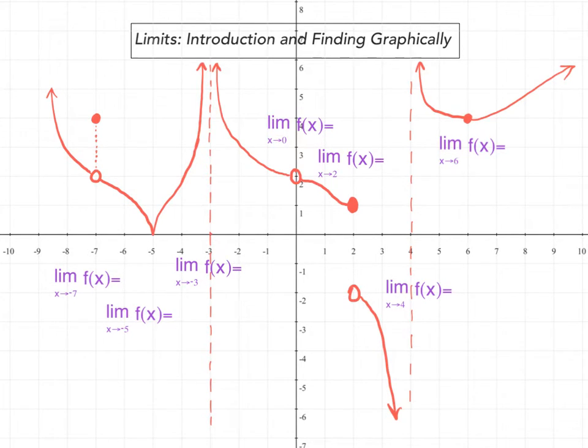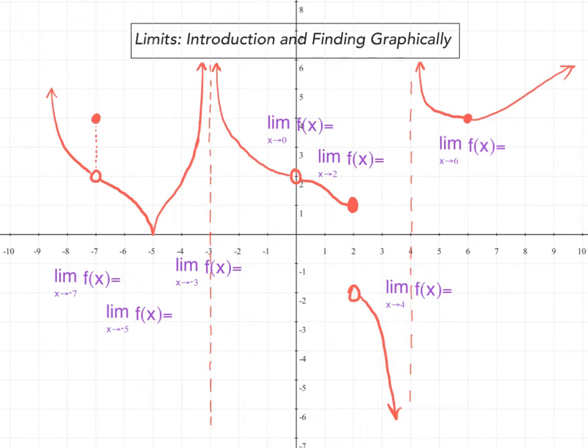So we can kind of wrap this discussion up about finding limits graphically. I've got 7 x values. What I'd like for you to do is pause and see if you can come up with these 7 purple answers, and then when I tell them to you, you can confirm or make a correction if you have any misconceptions. I'm going to start with -7.